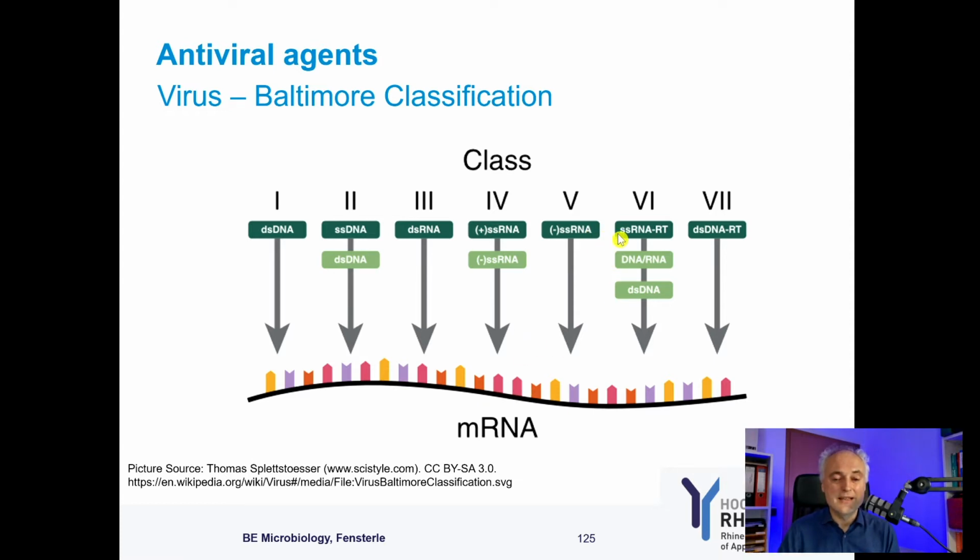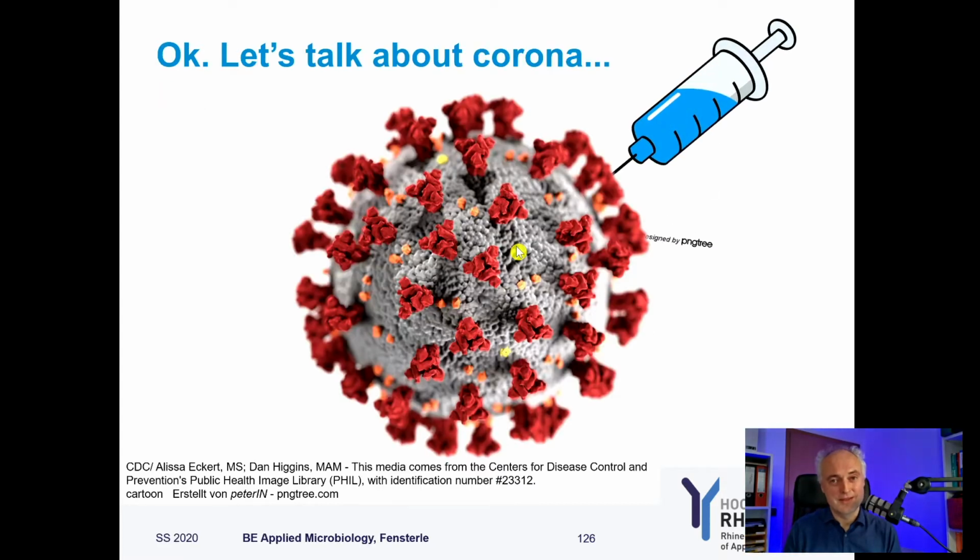Then you also have single-stranded RNA viruses which replicate via a reverse transcription step. Then DNA is produced, this DNA is integrated, and this DNA then is transcribed to have this mRNA. And you also have DNA viruses which have an additional reverse transcription step. This is just for the sake of completion. The coronavirus, as we said, is a single-strand RNA plus virus. So let's talk about corona, and of course also about therapies, especially vaccines.